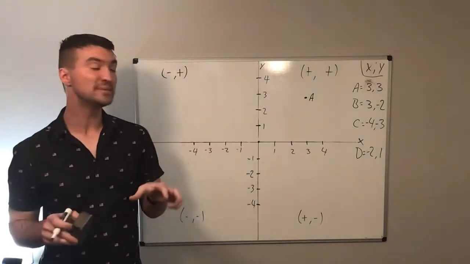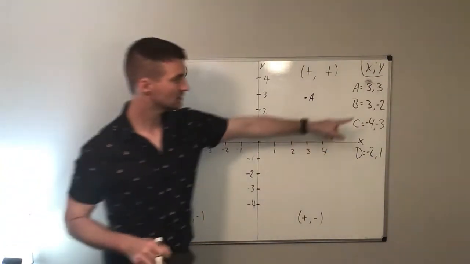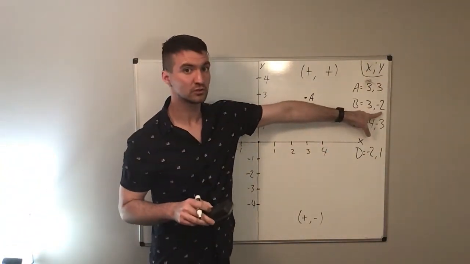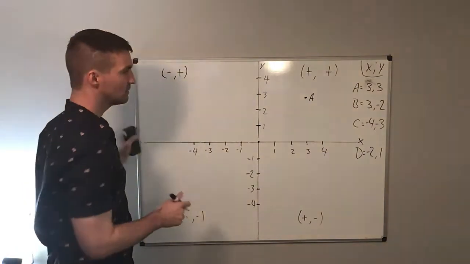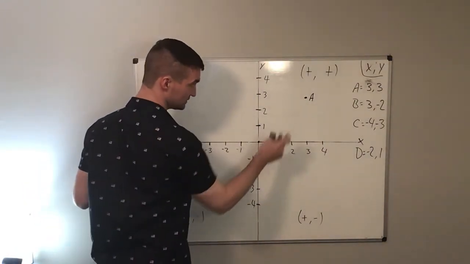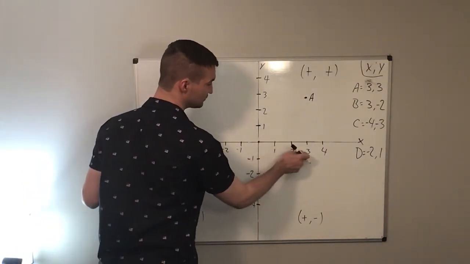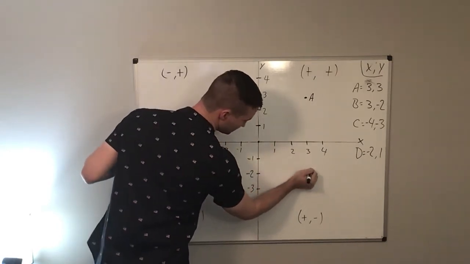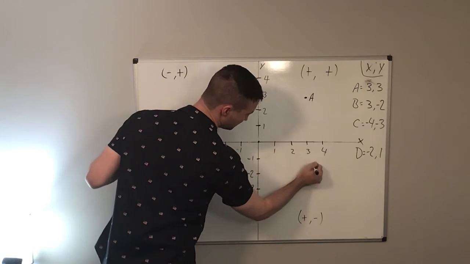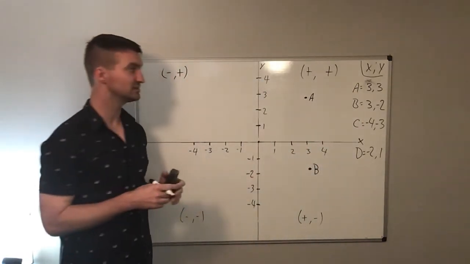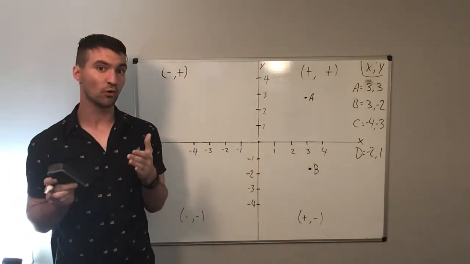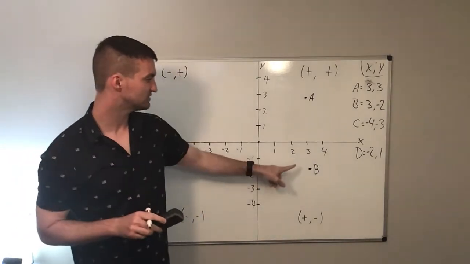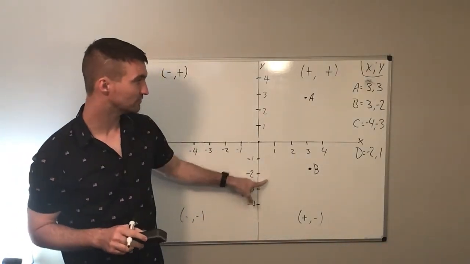Next, we're going to go to B. B is 3, negative 2. So what we're going to do is start with our x, which is 3, and we're going to go over 1, 2, 3, and then we're going to drop down 1, 2, and that is B. 3 is for x, and negative 2 is for the y coordinate. So as you can see, we have 3, negative 2 for B.